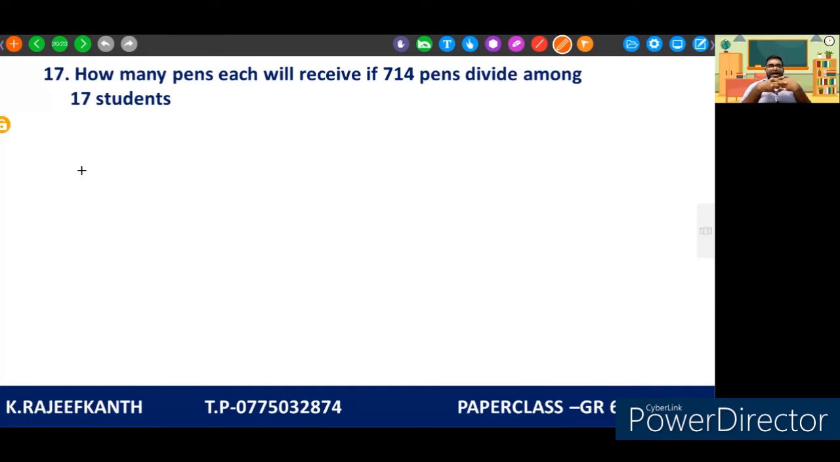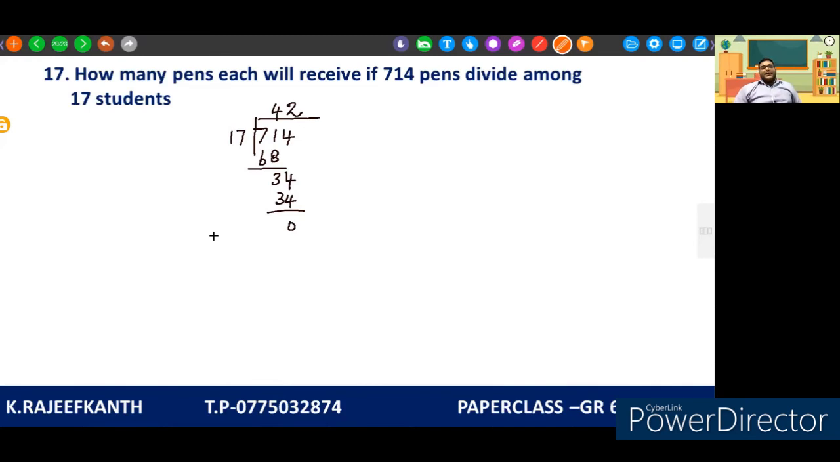Now we have to divide 714 pens among 17 students. So how many pens will each student receive? So we have to divide this 714 by 17, right? So in 7 there is no 17. Then in 71, how many 17s are there? Here 4 times 17 is 68, then balance 3. Then now we have to bring down this 4. In 34 there are 2 17s, then 34, remainder 0.